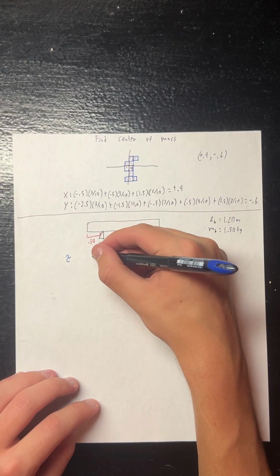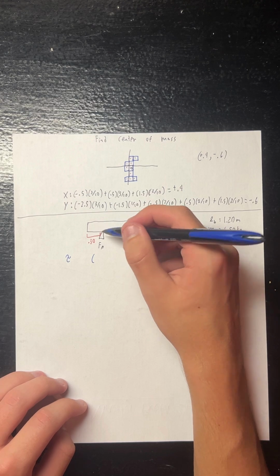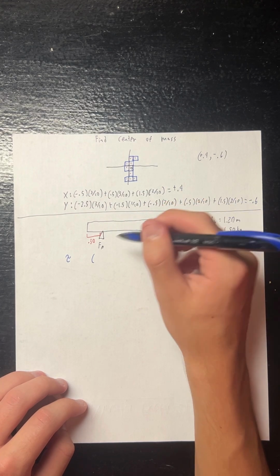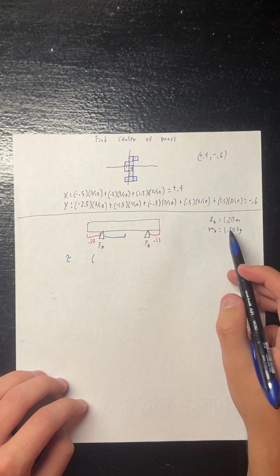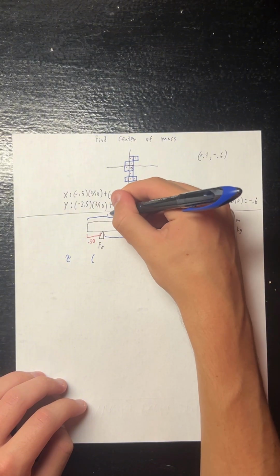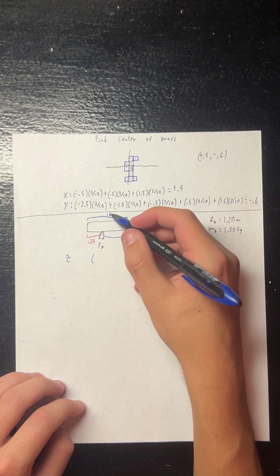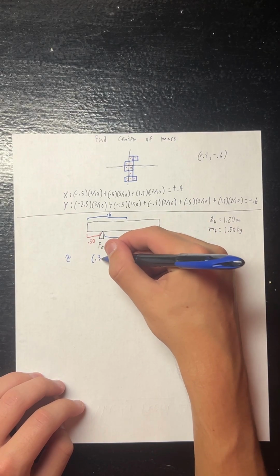It's going to be our R, right? So we're going to start from this fulcrum or pivot to the center. We know the length is 1.2, so this whole thing is 0.6. So 0.6 minus 0.3, what is this distance? It's also 0.3, so 0.30.